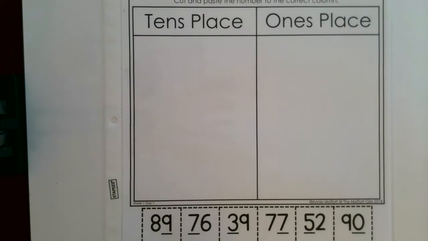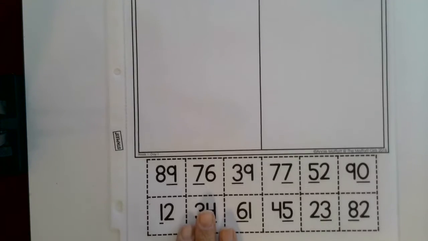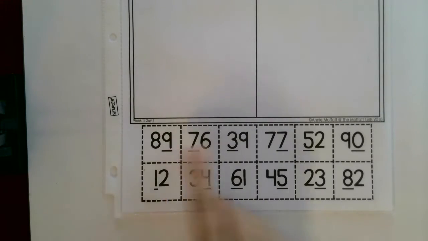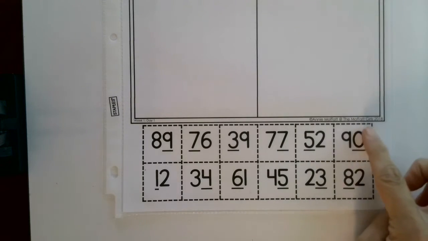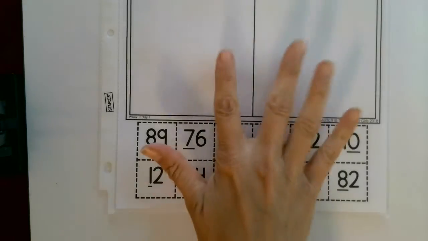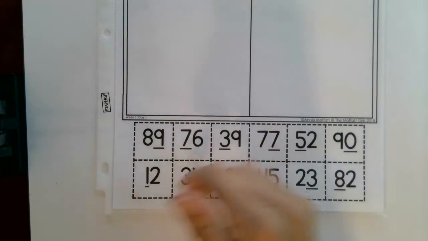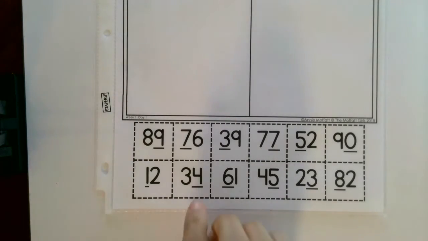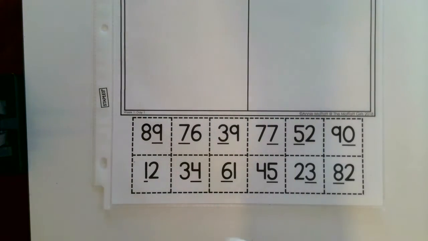Hi, so today's activity that we're going to do is what's the value of the digit? So down here at the bottom of your page, you'll have different numbers. You can cut along these numbers and cut each one out and then paste them up here. I'm just going to be writing the numbers up here just to make it easier so you're not waiting for me to cut and paste the activities. If you want to just write them, you're more than welcome to do that as well. But if you want to cut and paste, you can do that, or you can just write them, whatever works for you.